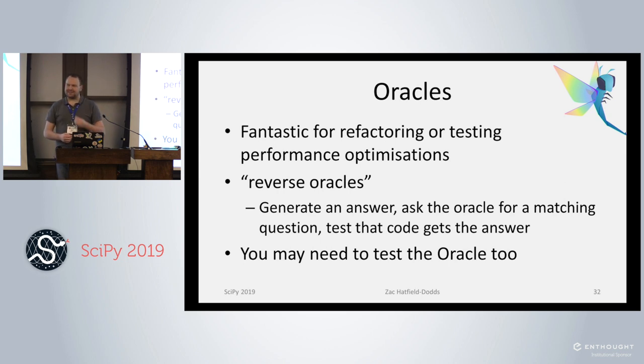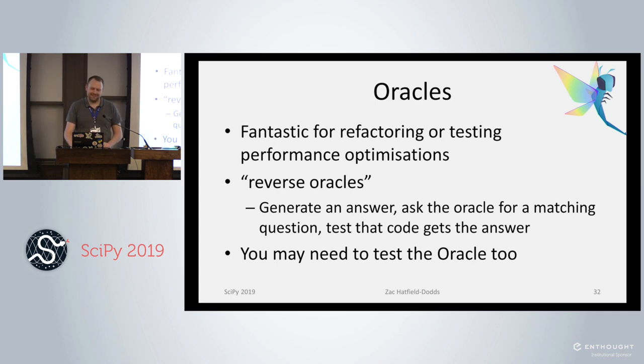The other really neat technique is what I call a reverse oracle, which is where you generate the correct answer and then you calculate some input that should lead to that output. It's not a universal trick, but sometimes going backwards in that way is actually easier. Unfortunately, if you come up with a complicated oracle, you may need to test your oracle that you use to test your other thing. I'm sorry.